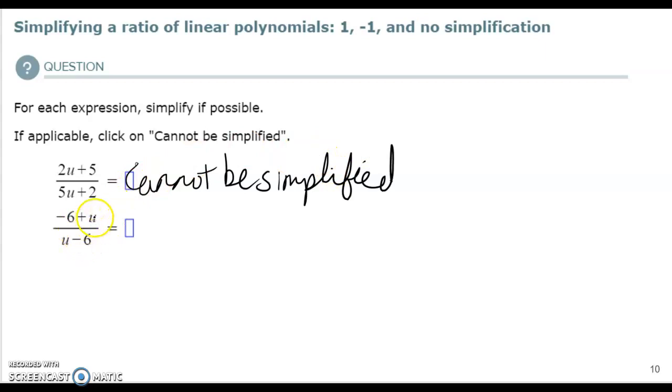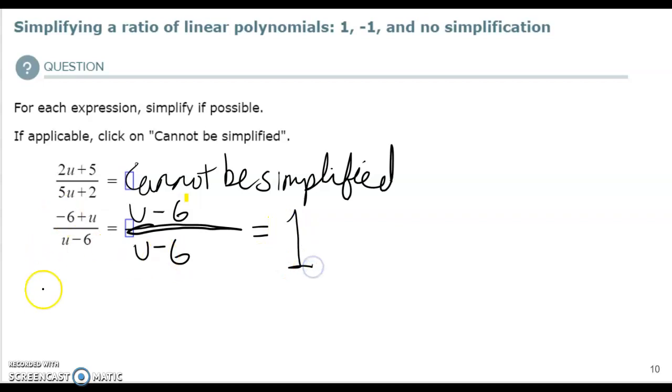If we look at this one, I have a 1u, a 1u, a -6, a -6. So I'm going to see what it would look like if I rearranged this or wrote it in any way. Actually, like that, it is u minus 6 over u minus 6. Now these are the same things, and I can simplify this, so this would simplify to a 1.